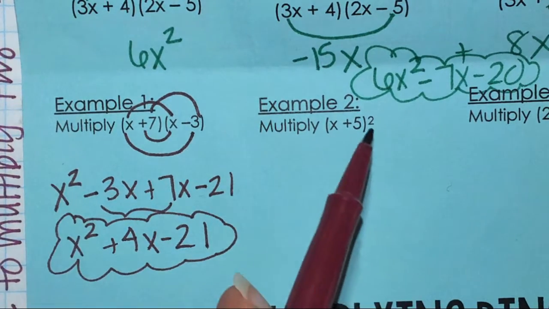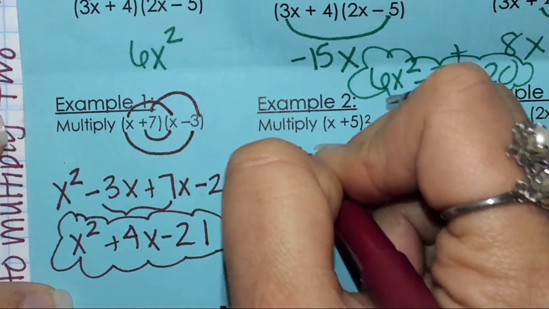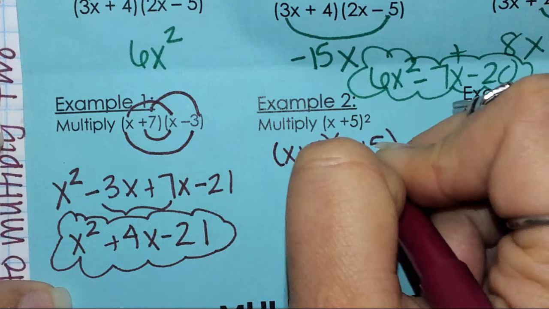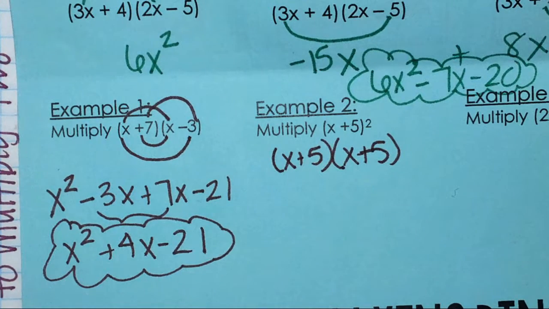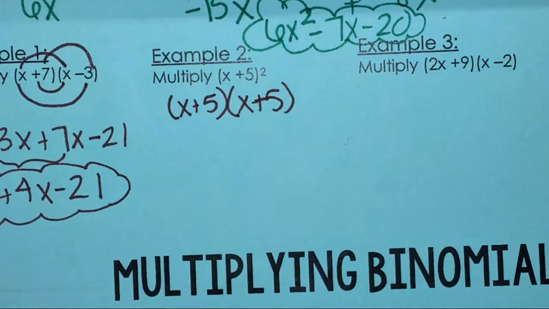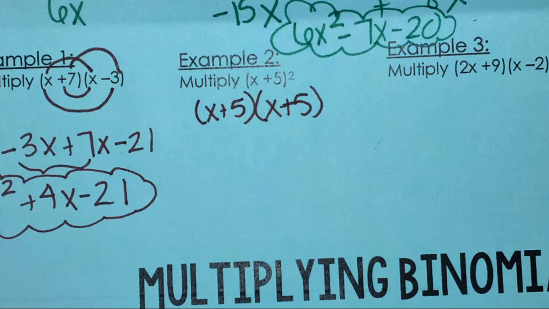Now, this squared just means that you multiply it by itself. So instead of, well, this is what I want you to do. I want you to rewrite it as x plus 5 times x plus 5. Would you like to try this one without me or do it together? Yes. Try it without me. You can do this. I will even play you some music.